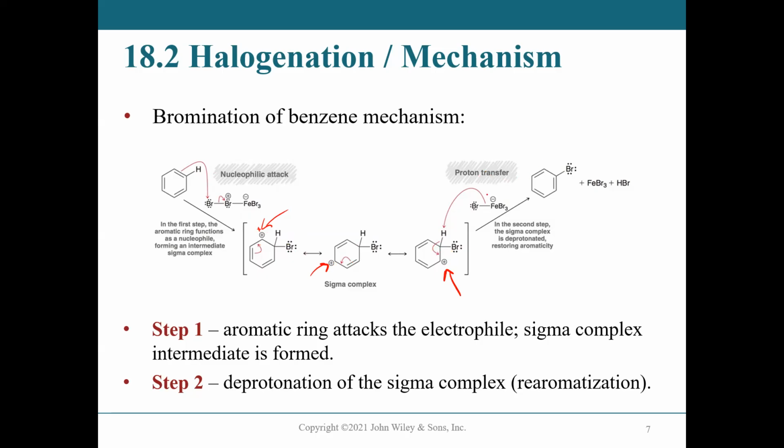And then we can have a proton transfer. So we generate HBr here. So the aromatic ring attacks the electrophile. A sigma complex intermediate is formed. And step 2 is the deprotonation of the sigma complex. And you can see that right here. Here's the deprotonation. So that means we're going to make it aromatic again. So, re-aromatization.